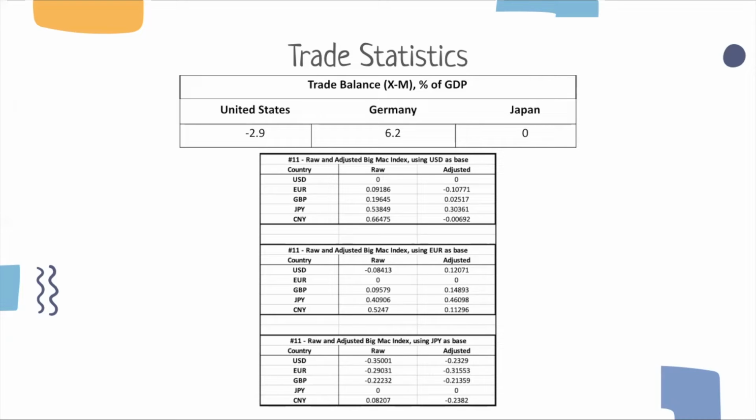So a trade deficit is just when a country imports more than it exports, and a trade surplus is when a country exports more than it imports. And I thought it was really interesting that Japan was exactly neutral.